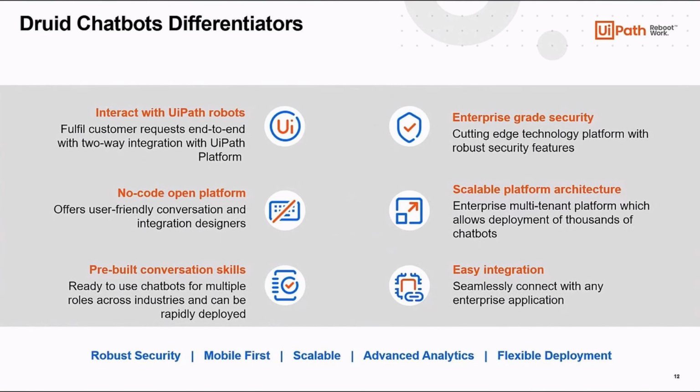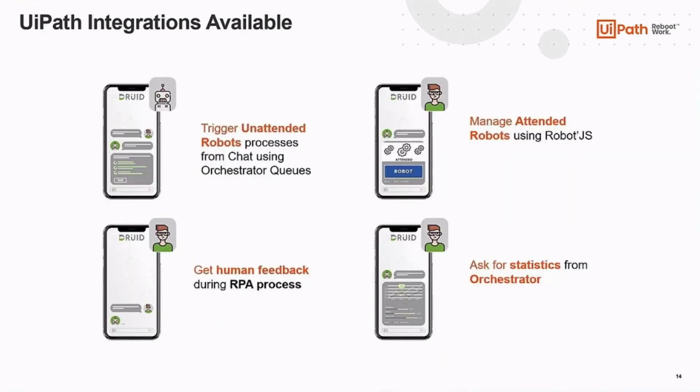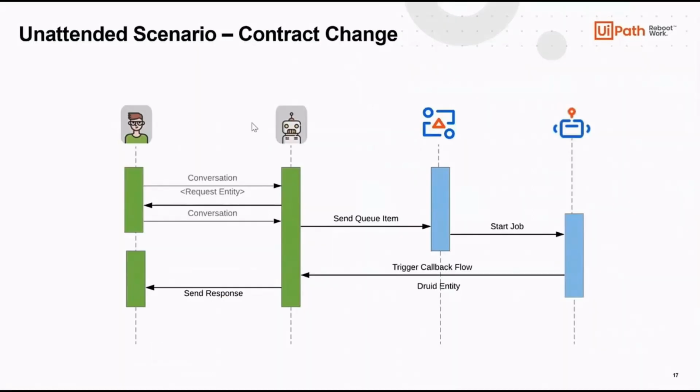Druid offers UiPath robots a voice. Druid has a connector to Orchestrator, allowing the chatbot to add an item in an Orchestrator queue that will trigger a UiPath bot. At the end of this process, the UiPath bot can call back Druid in order to pass on the results of that task. The session offers two demos.